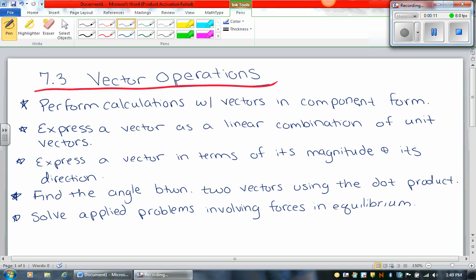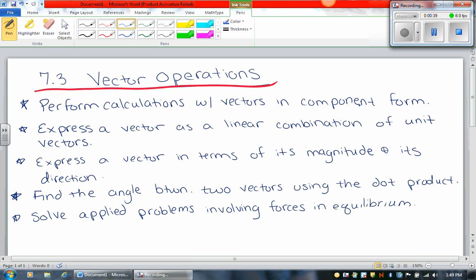Okay, so today what you should be able to do by the end of this lesson is you should be able to perform calculations with vectors in component form, express a vector as a linear combination of unit vectors, express a vector in terms of its magnitude and its direction, and find the angle between two vectors using the dot product. And lastly, solve applied problems involving forces in equilibrium.